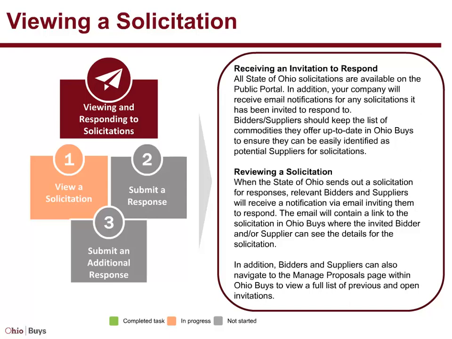When the State of Ohio sends out a solicitation for responses, relevant bidders and suppliers will receive a notification via email inviting them to respond. The email will contain a link to the solicitation in Ohio Buys where the invited bidder and/or supplier can see the details for the solicitation. In addition, bidders and suppliers can also navigate to the Manage Proposals page within Ohio Buys to view a full list of previous and open invitations.